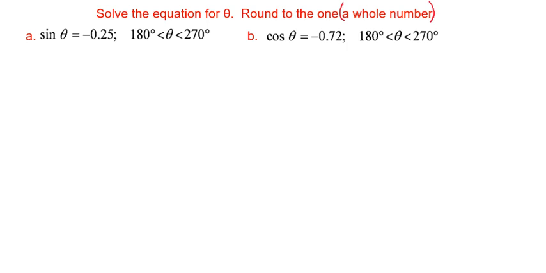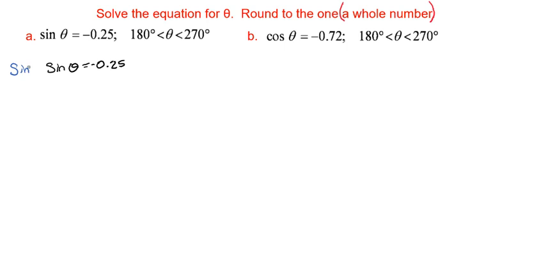In this video, we're going to be solving for theta when there's a given range that theta must be in. So in our first example here, we have the sine of theta equals negative 0.25. So the first thing that we need to do is to solve for theta. And so to do that, we're going to need to separate our theta from our sine.